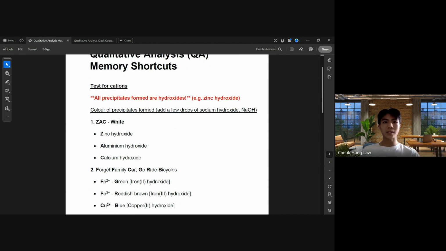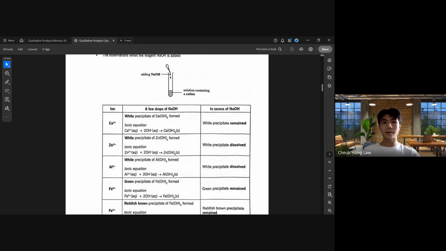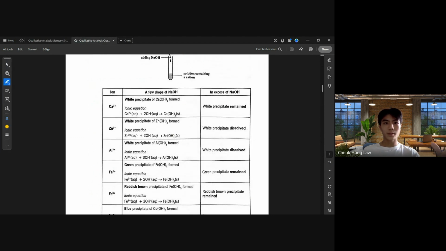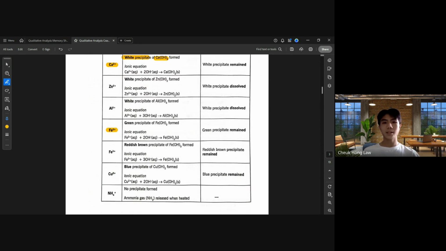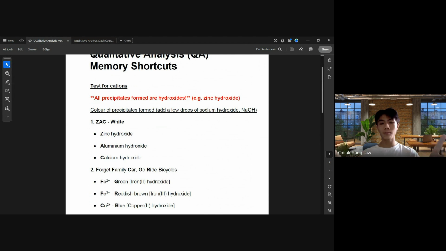So we start with the test for cations. All the precipitates that are formed are hydroxides. Let's say you are testing for calcium 2+ ion. If a white precipitate forms, the precipitate is called calcium hydroxide. And let's say you're testing for iron 2+. If a green precipitate forms, it is called iron 2 hydroxide. So all the precipitates formed are the metal hydroxides.